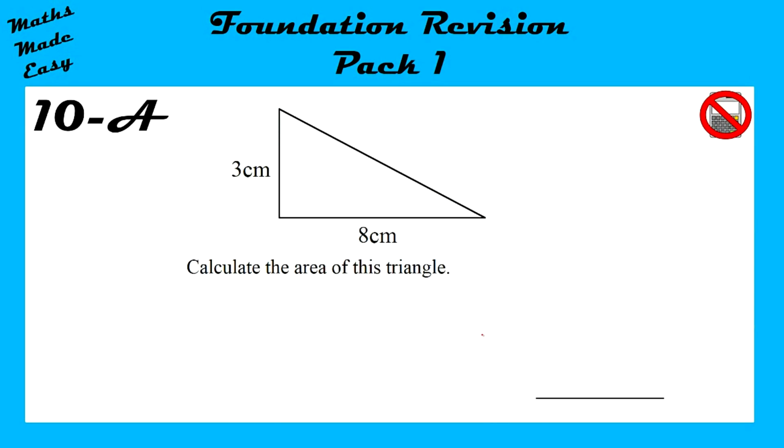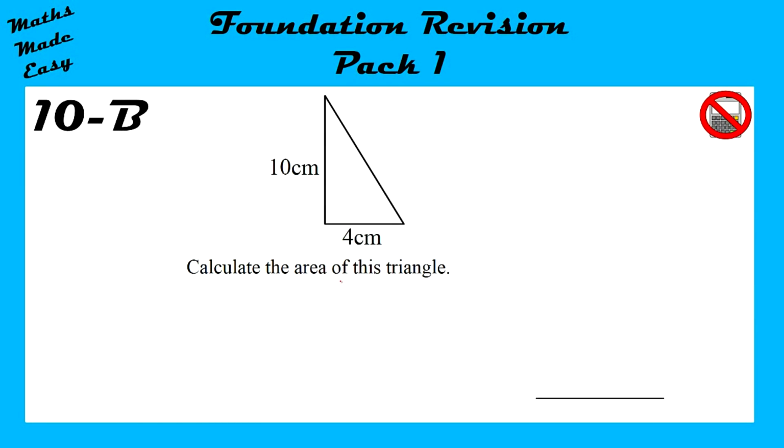Question 10a. To calculate the area of this triangle, I'm going to need to do the base, which is 8, times the height, which is 3. So 8 times 3 is 24. Can't forget to divide by 2, a really common mistake. So 24 divided by 2 is 12 with correct units, centimeters squared.